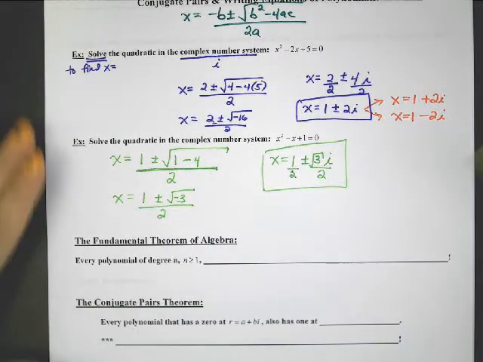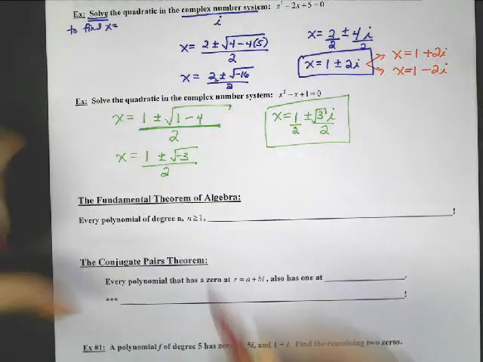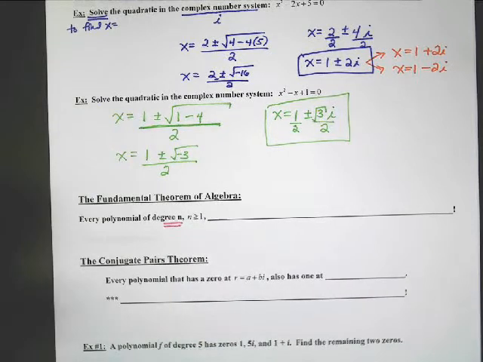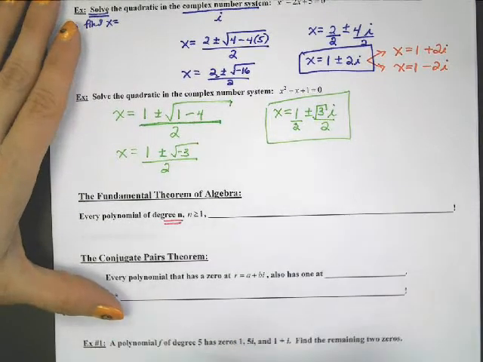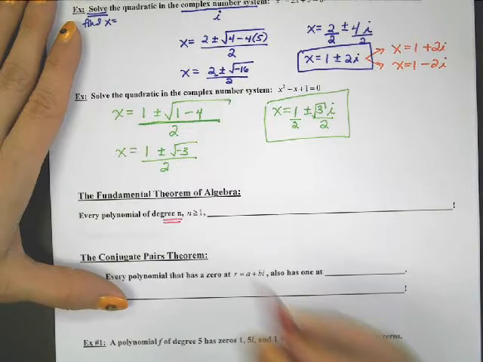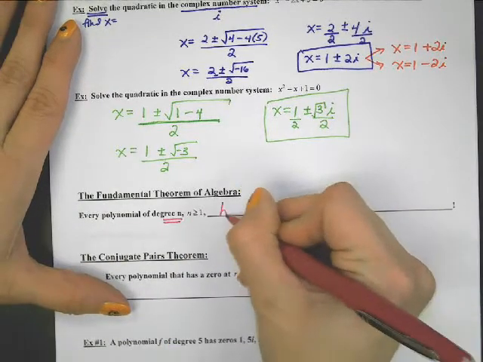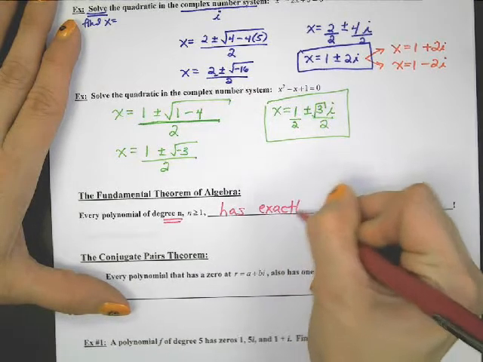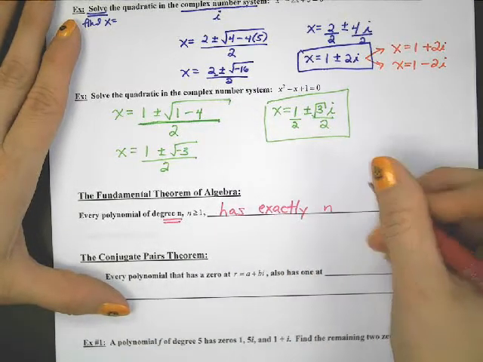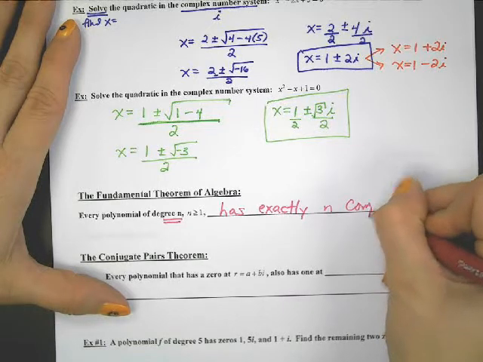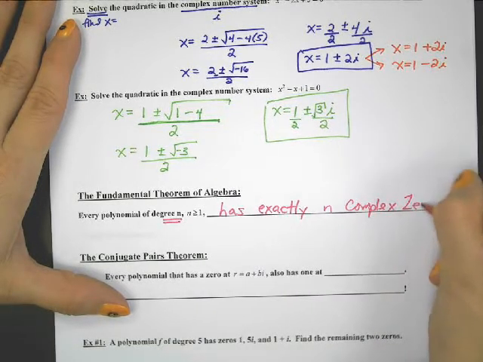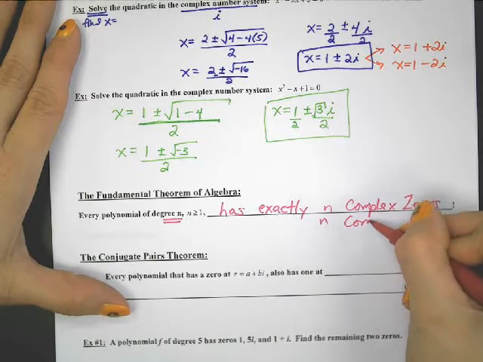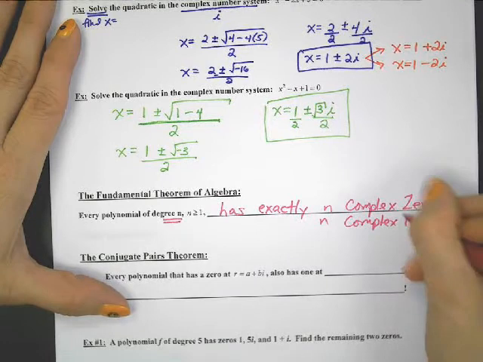The fundamental theorem of algebra says if the polynomial has degree n, and n is more than 1, so you're talking about x to the 5th, x to the 6th, x to the 8th. Okay, if you have degree n, then the polynomial has exactly n complex zeros. Okay, and you could say n complex factors.